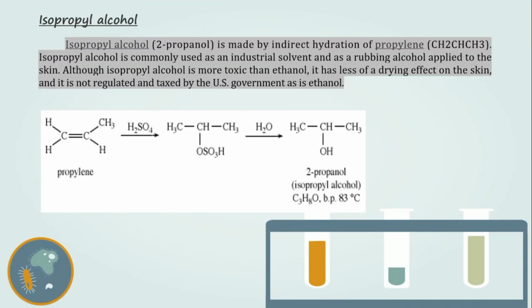Next we have isopropyl alcohol. Isopropyl alcohol, or 2-propanol, is made by indirect hydration of propylene, or CH2=CHCH3. Isopropyl alcohol is commonly used as an industrial solvent and as a rubbing alcohol applied to the skin. Although isopropyl alcohol is more toxic than ethanol, it has less of a drying effect on the skin, and it is not regulated and taxed by the US government as ethanol is.